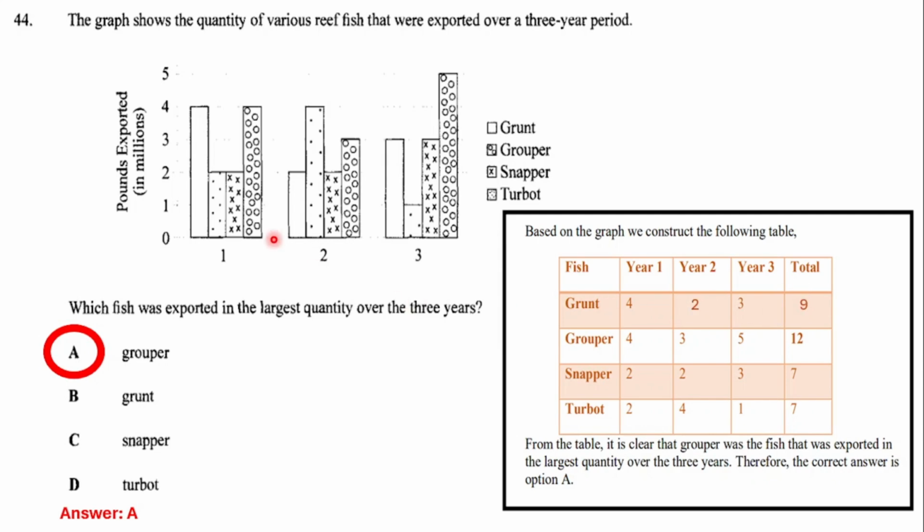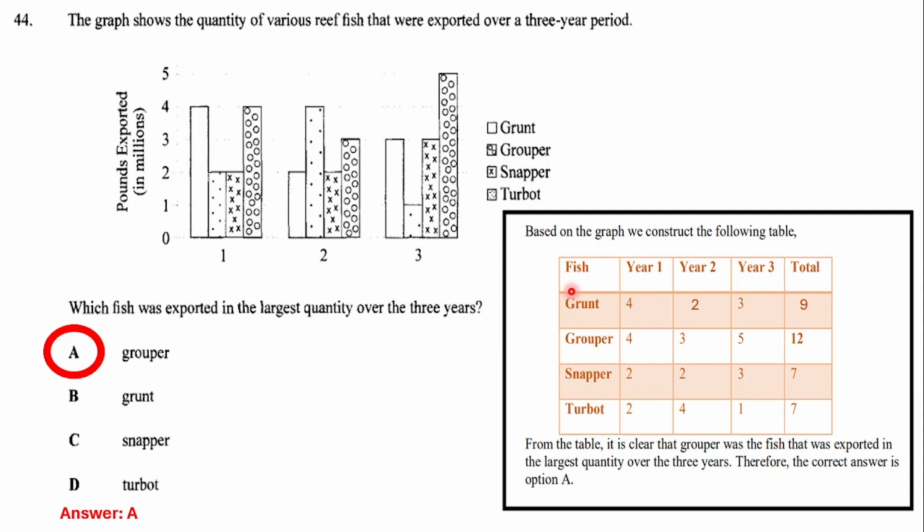Then we have the grouper. So the grouper is represented by these. The grouper in year 1 is 4. So it's 4 right here. The grouper in year 2 is 3. So it's going to be 3 in year 2. And the grouper in year 3 is 5. So 4 plus 3 is 7, 8, 9, 10, 11, 12. So it's definitely going to be 12. So the total is going to be 12.